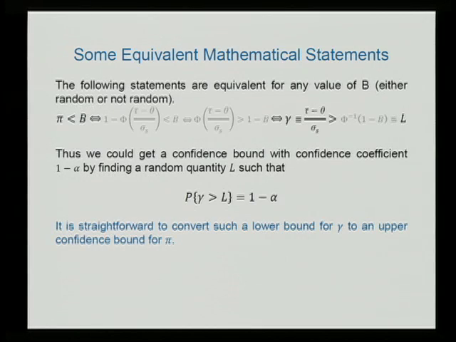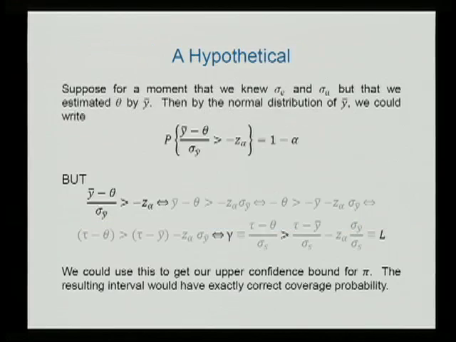Well, let me read the middle statement. We could get a confidence bound with a confidence coefficient, equivalently coverage probability, 1 minus alpha, by finding a random quantity L that meets that requirement: the probability that gamma exceeds L is 1 minus alpha. And then we're going to address how you get L.